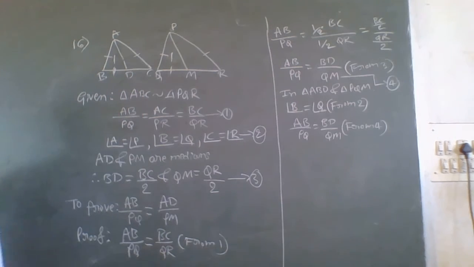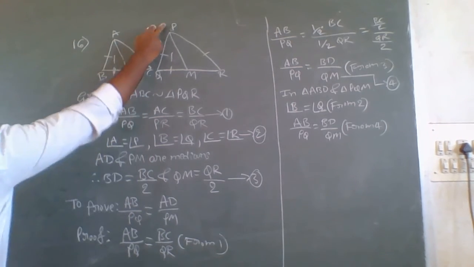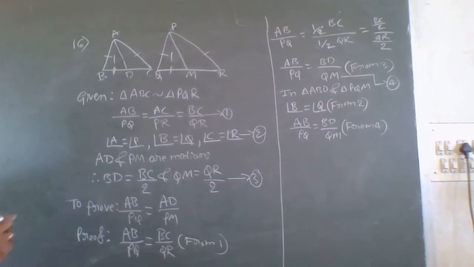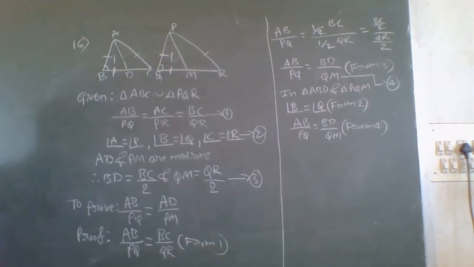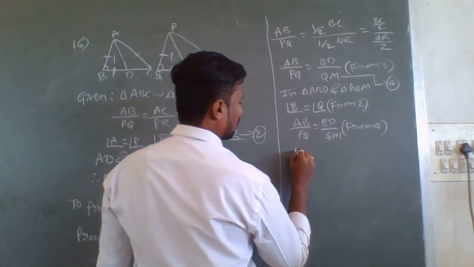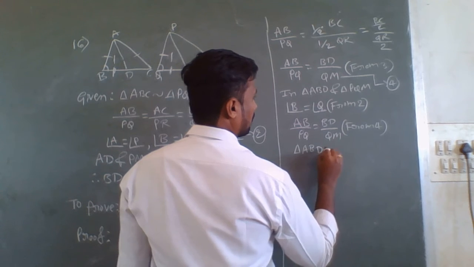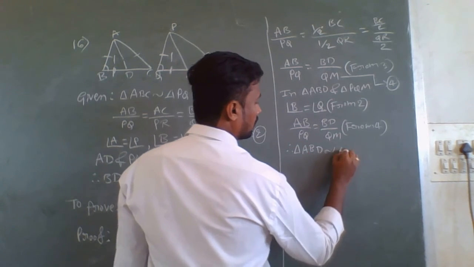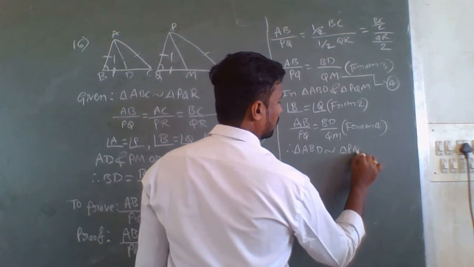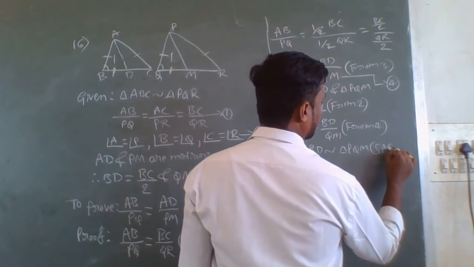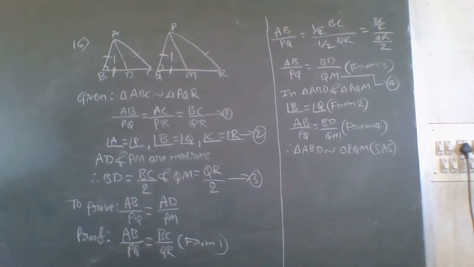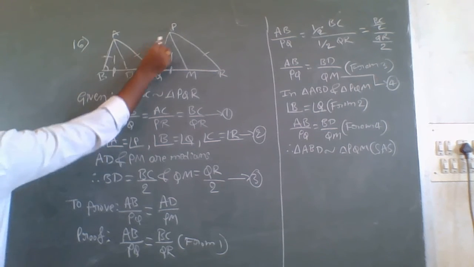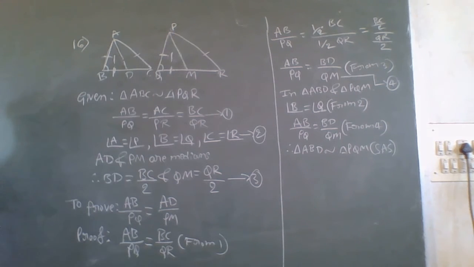We proved here. So now in this triangle ABD and PQM, what we proved? These two angles are equal and these two sides are proportional. Therefore, we can say that these two triangles are similar. Triangle ABD is similar to triangle PQM by SAS, because here two sides and one angle. Therefore, by side angle side, these two triangles ABD and PQM are similar.